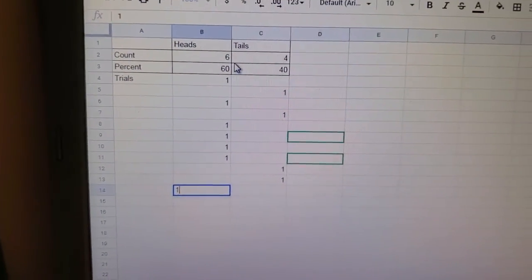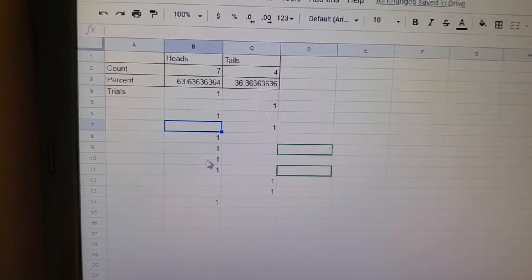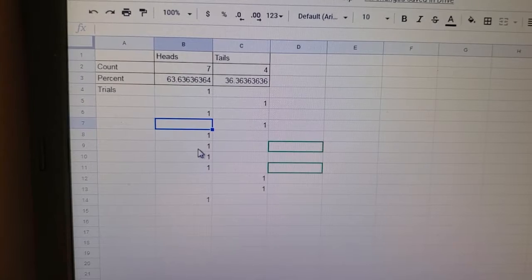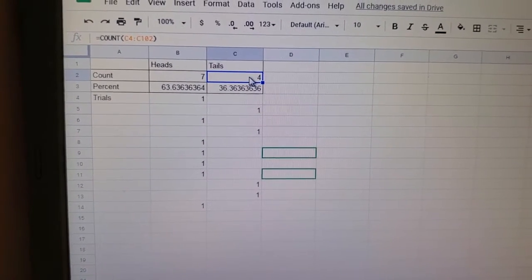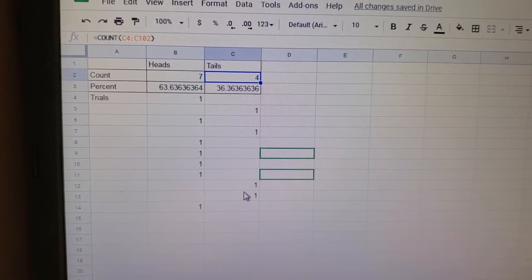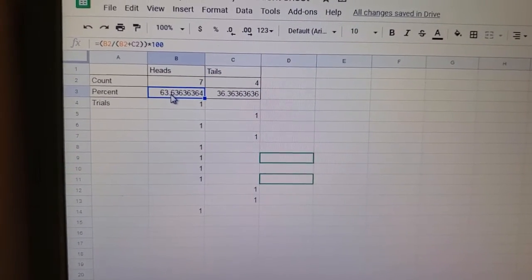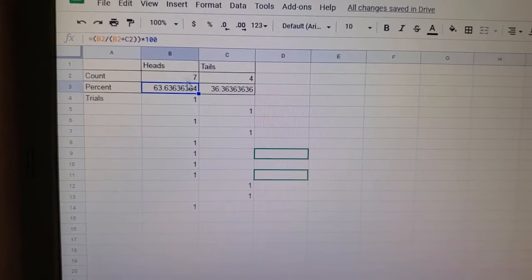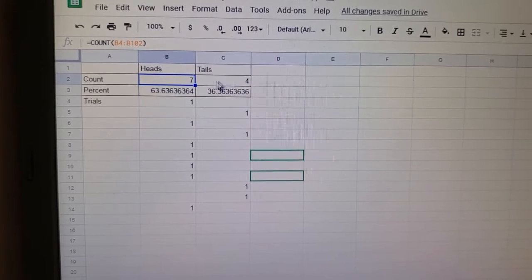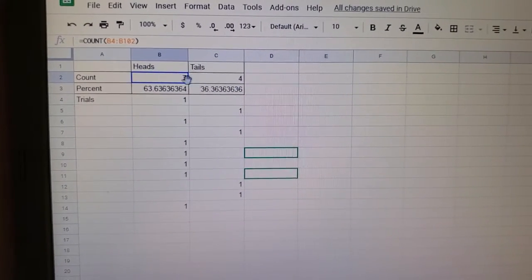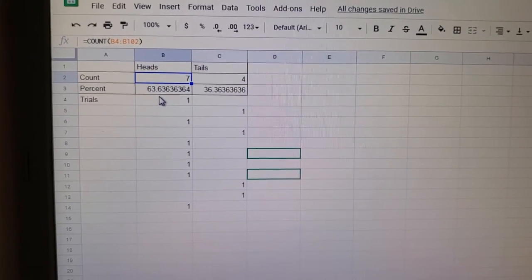And what you're going to notice is that this is going to count up 1, okay? It just counted up 1. It's counting how many 1s are in this column. And this one here is counting up how many tails are in this column. And then right below it is the percent. It's the probability percent that it would be heads. It's simply just taking this number and dividing it by the sum of these two numbers. 4 plus 7 is 11. 7 divided by 11 is 63 repeated, okay?